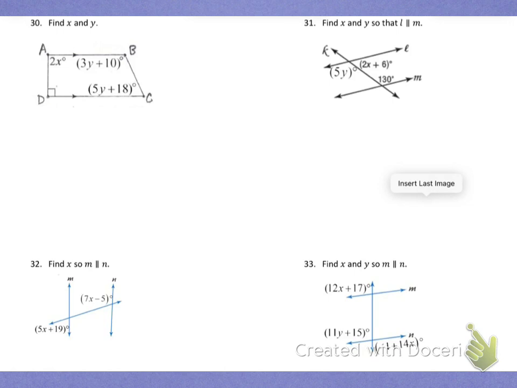All right, so now we're finding x and y here. Always mark down what you are given. That's a 90-degree sign, so that's 90 degrees right there.